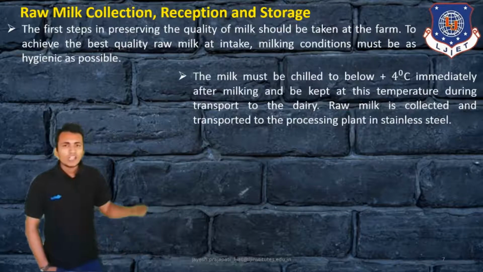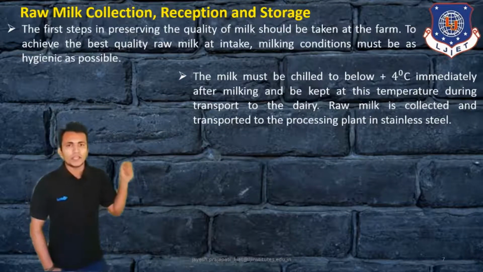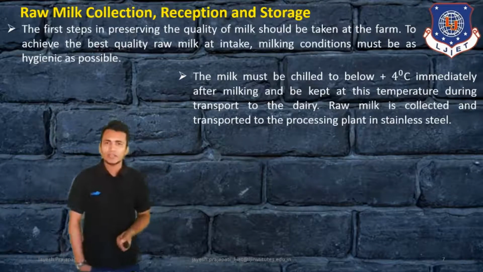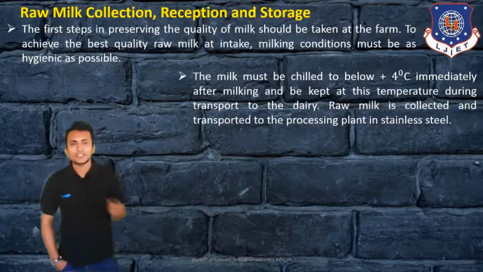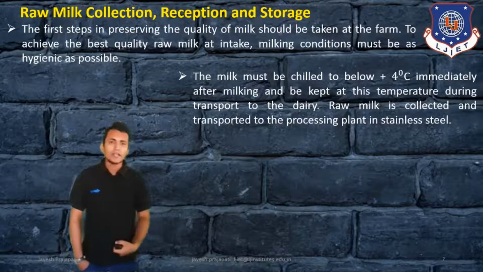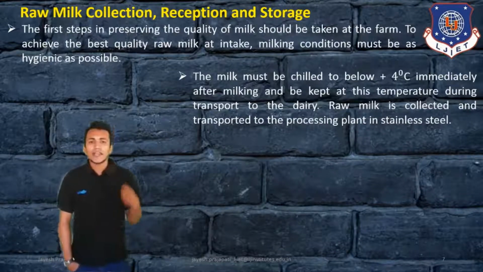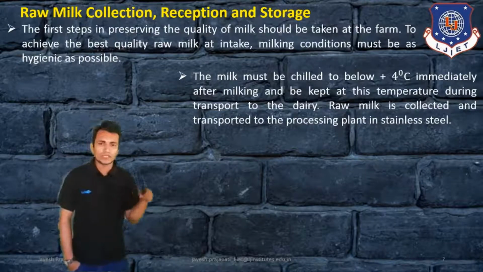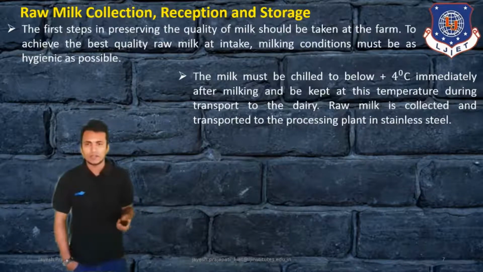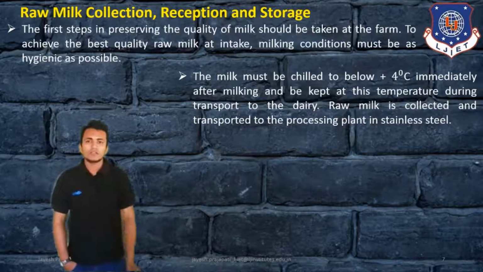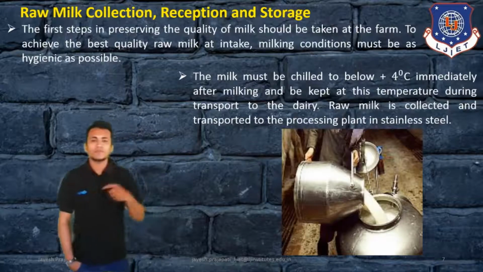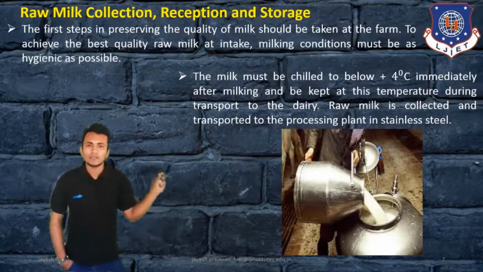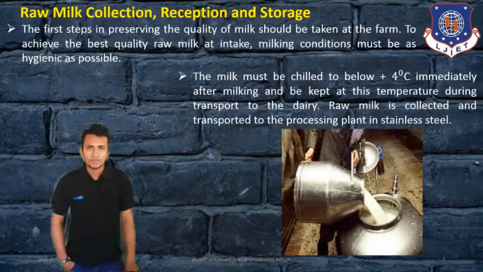Then the milk must be chilled below 4 degrees Celsius immediately after milking, and be kept at this temperature during transport to the dairy. Then we can say that the raw milk is collected and transported to the processing plant in stainless steel. Let us see, we have to transfer this raw milk in the stainless steel material.